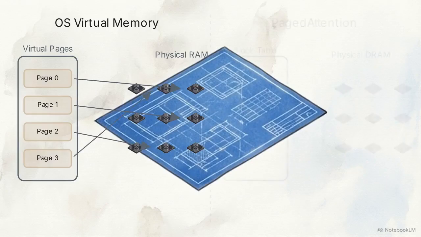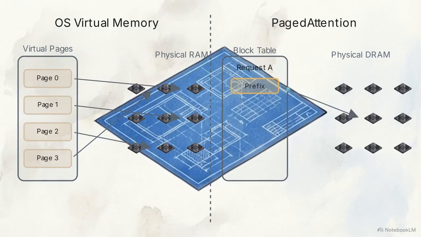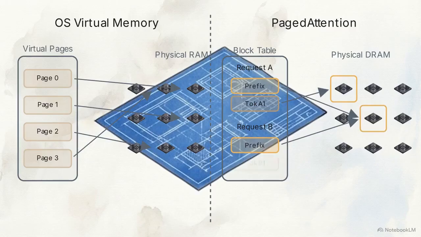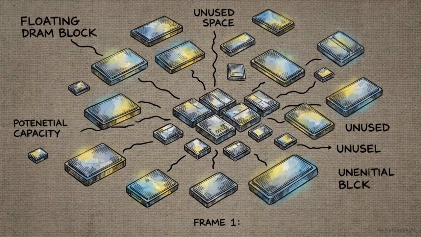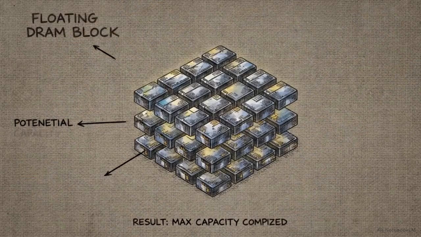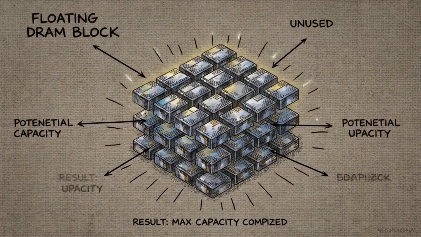An OS routes virtual pages to scattered RAM. Similarly, PagedAttention uses a block table mapping token sequences to non-contiguous physical DRAM on demand. This decoupling lets sequences share prompt prefixes, only duplicating memory if a sequence diverges. Treating AI memory like OS virtual memory reclaims wasted DRAM capacity, significantly boosting the batch size and overall throughput.